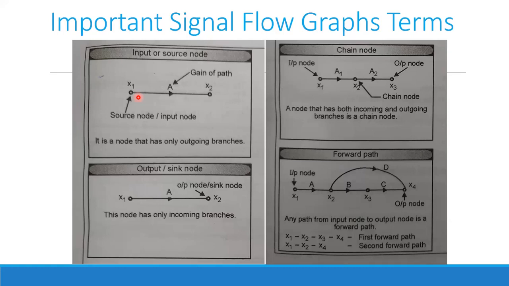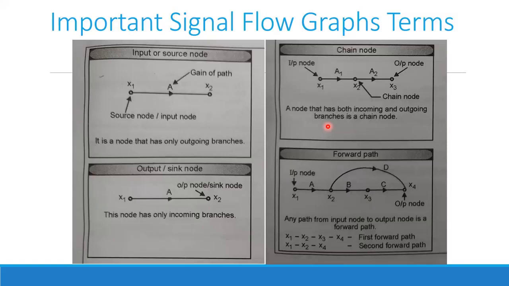Then there is the chain node, also known as mixed node, where some of the arrows are coming in and some of the arrows are going out. It is a common type of node in which the arrows are coming in as well as going out. So this node is called a chain node, or also known as a mixed node, because it has incoming as well as outgoing branches.